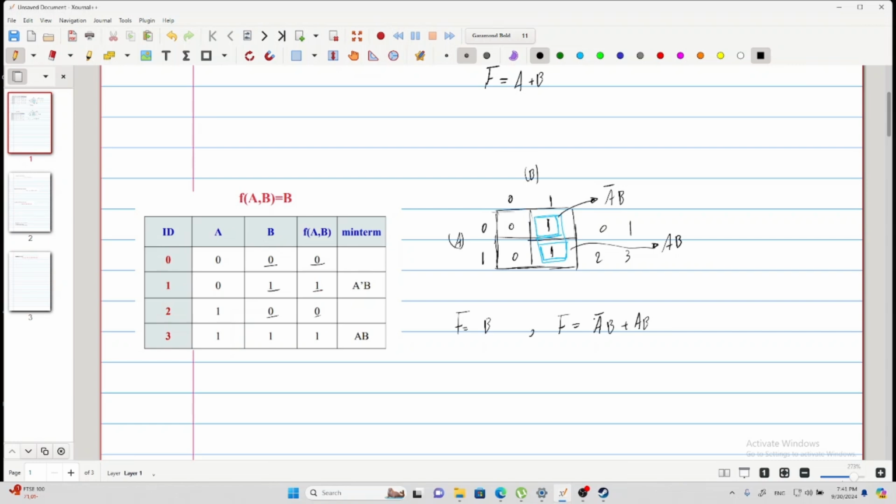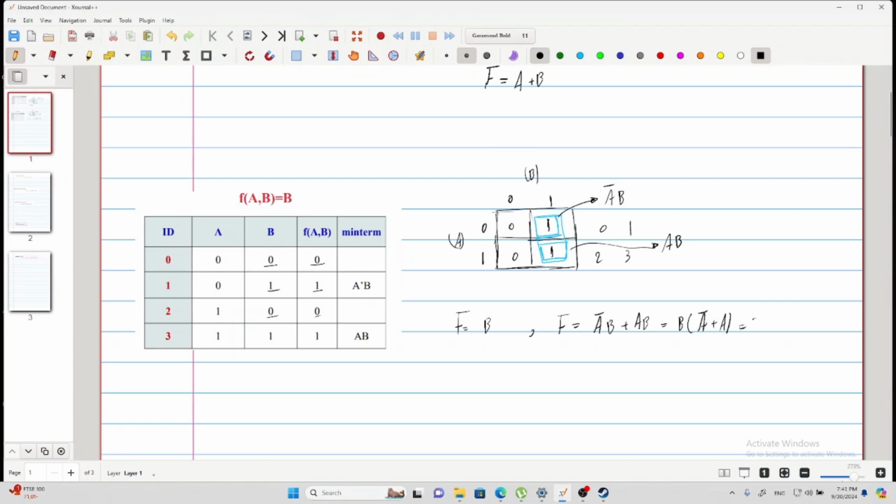Even though it is technically correct, it's just the sum of products, but it's not what we are looking for. We are looking for the most simplified way, the least costly way of doing this. So we can see that it's very easy to simplify this, just taking B as a common factor.